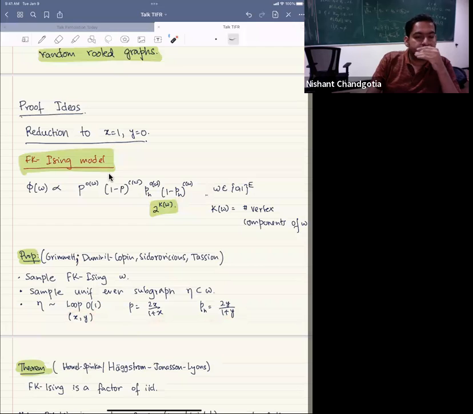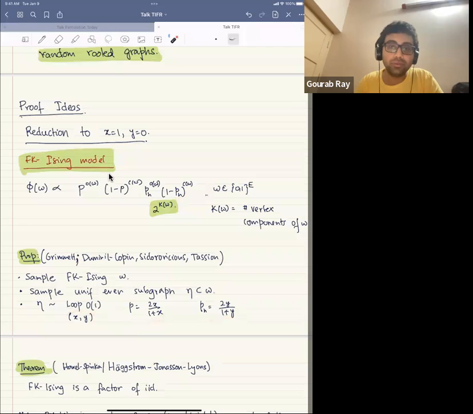Essentially, you have to understand how to sample a uniform even subgraph of graphs which are not really vertex transitive, but they fall in this category of unimodular random rooted graphs. So there is some symmetry in distribution for these graphs which are of interest.